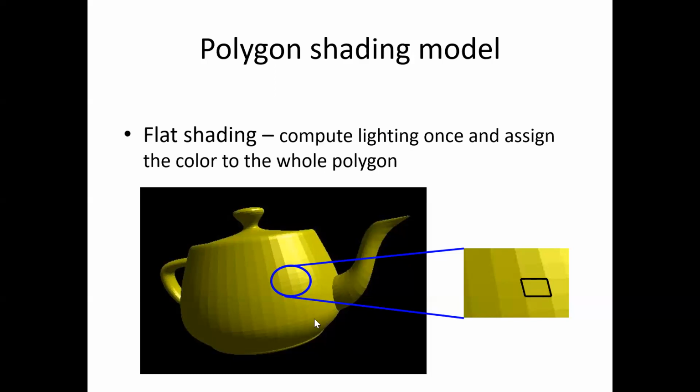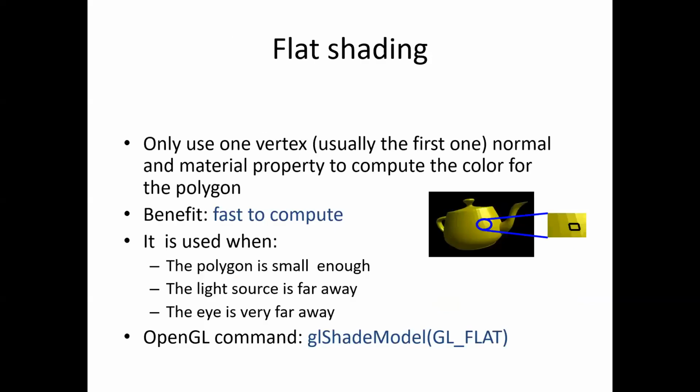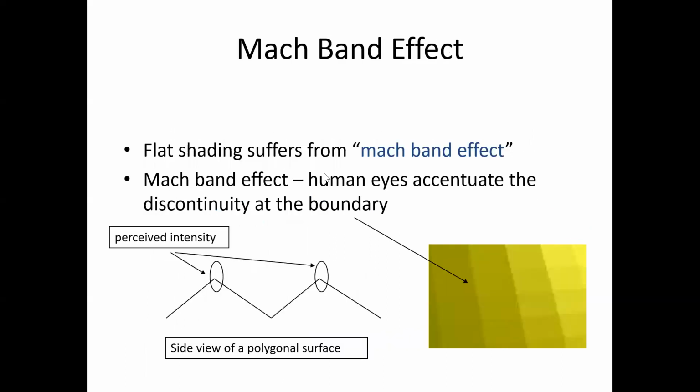Like this, it is applied to the entire kettle, but by considering how far or how near that particular group of polygons is from the light source. So this is the flat shading model, and as you are observing over here, the kettle is not appearing smooth, rather it is appearing to be constituted of many polygons. This is called the Mach band effect. So what does Mach band effect mean? Flat shading suffers from the Mach band effect.